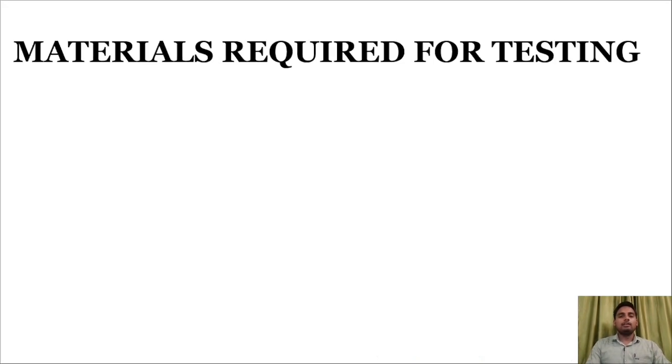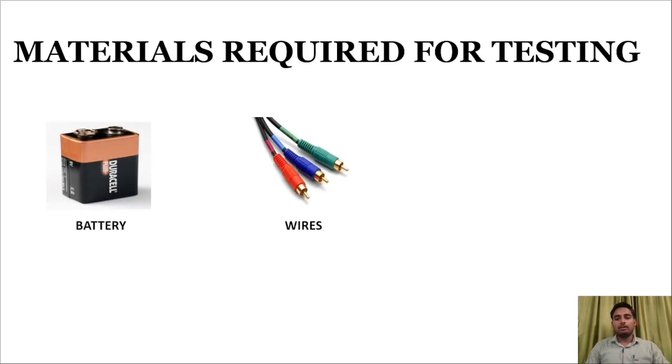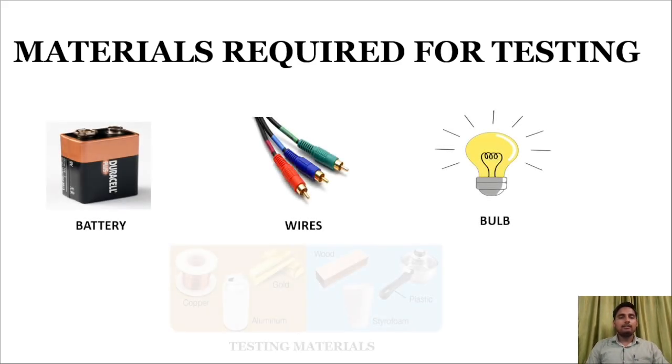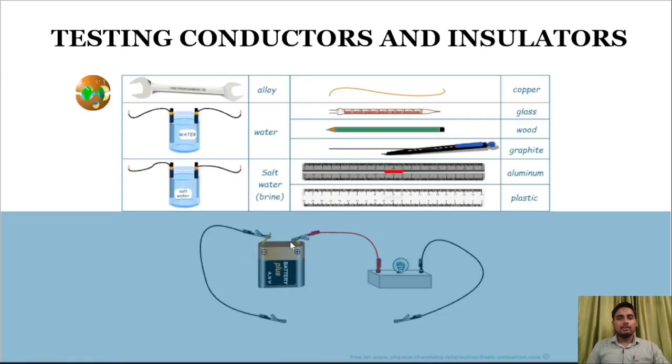Now we will understand how we can classify conductors and insulators on the basis of testing. To test conductors and insulators, we need batteries, wires, a bulb, and some testing materials, for example, copper, gold, aluminum, wood, plastic, glass, etc. Okay, so we have this simulation. It is set up with batteries, a bulb, and connecting wires. Then we can place the materials one by one between these two wires.